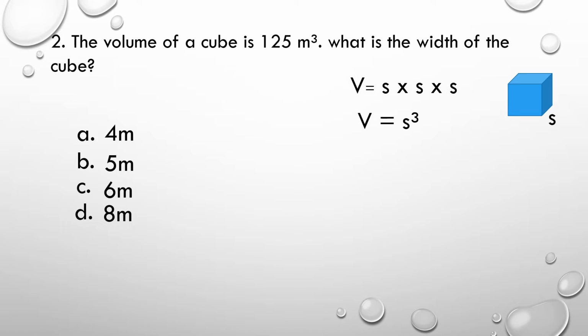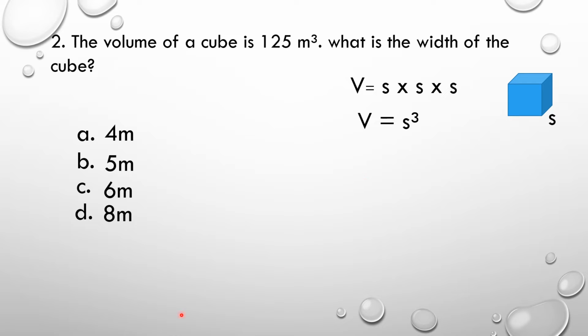Now look at number 2. The volume of a cube is 125 cubic meters. What is the width of the cube? Okay, given now is the volume. We need to find the length of the side because we know that the width, the height, and the length are all the same measurement. It means side times side times side. So instead of writing V here, we're going to substitute the value of the volume, which is 125 cubic meters.